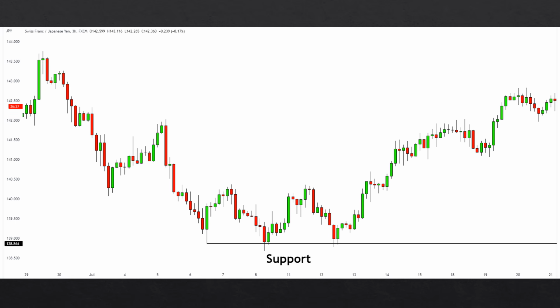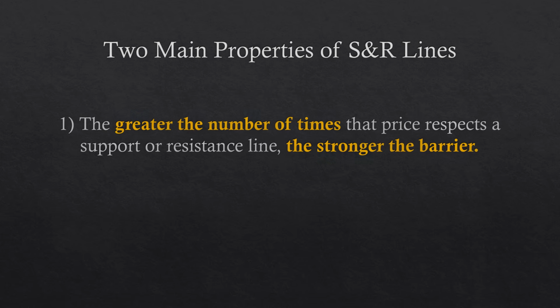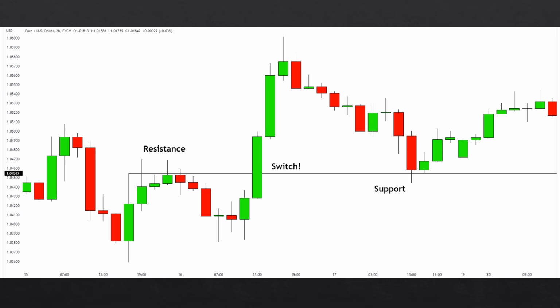There are 2 important properties of support and resistance lines. 1. The greater the number of times that price respects a support or a resistance line, the stronger the barrier. 2. Support and resistance lines have a switching quality, meaning that a support line that is broken becomes a resistance line, and a resistance line that is broken becomes a support line. In this chart, you can see an example of these 2 main properties in action.